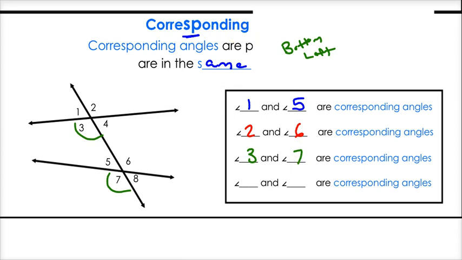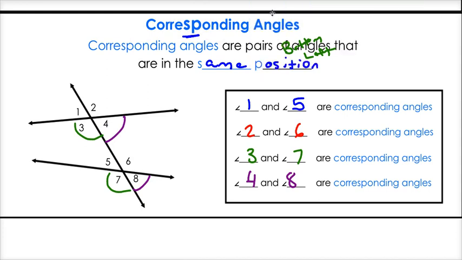And I think you get the point, but you know what? Let's just try it one more time. Why not? Final one, 4. All right, this is on the bottom right, and I'm not going to cover up, but 4, which one is also on the bottom right? 8. See, they're both on the bottom right side, so 4 and 8. They look like they're in the same place. And that is corresponding angles, my friend.